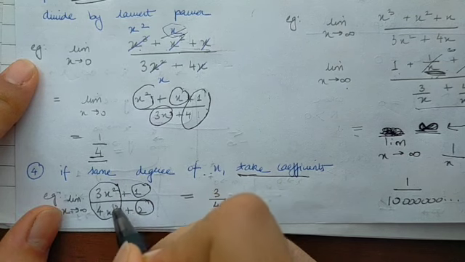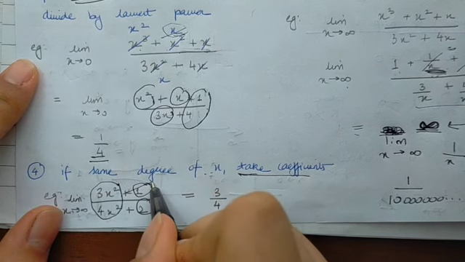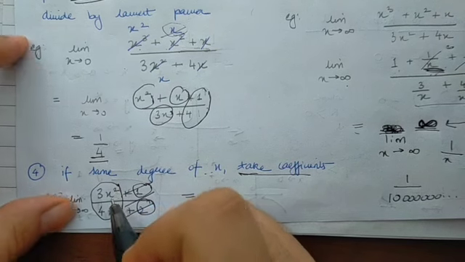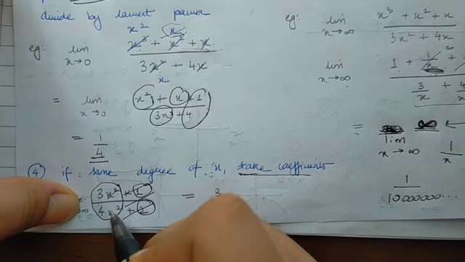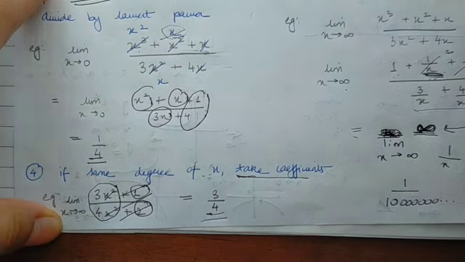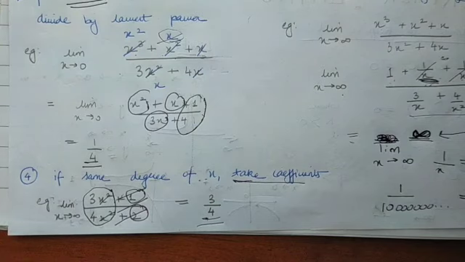So when we have x squared and x squared, if we are neglecting 1 and 2 here, we only have this left. And now what we can do is just cancel out the x squares, and we're left with 3 over 4. So that is another way you can evaluate limits.